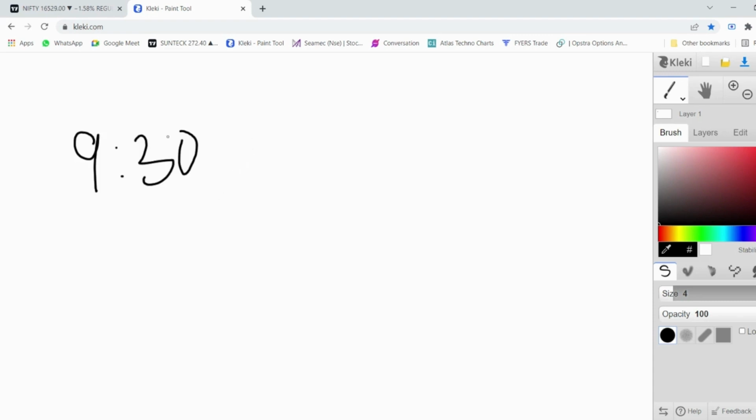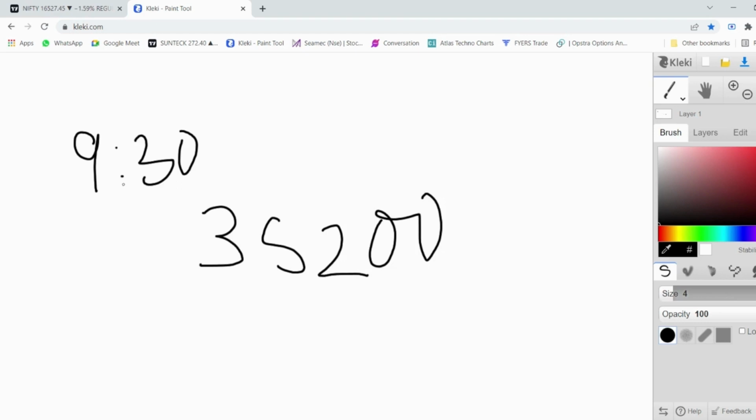This is a backtest of Bank Nifty. So we are only taking Bank Nifty. For example, at 9:30, if Bank Nifty is trading at 35,200. Okay, so if this is the price of Bank Nifty at 35,200 at, for example, 9:29, then at 9:30 what we are going to do is sell the 35,700 call.